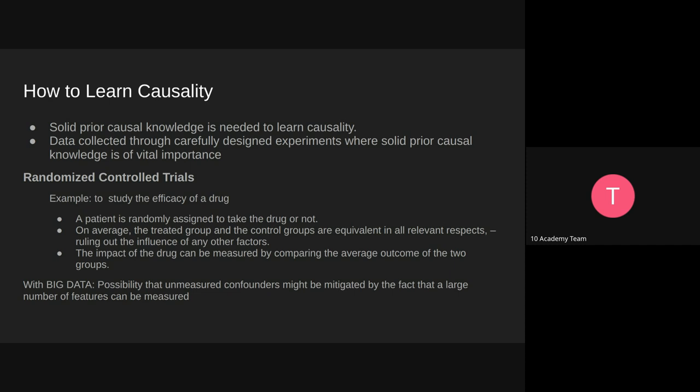So this is a controlled experiment. You go out and actually do some intervention. Basically, you give part of the group a drug, so you are changing the value of your variable and measuring whether it has an effect, in a way that gets rid of any confounding variables. But if you are using big data, you can hope that because you have a very huge amount of data, all the unmeasured confounders can be mitigated just by the fact that you have big data and also a big number of features.